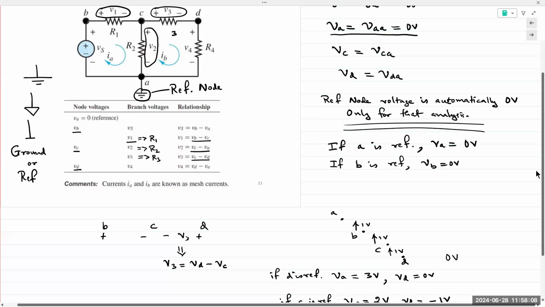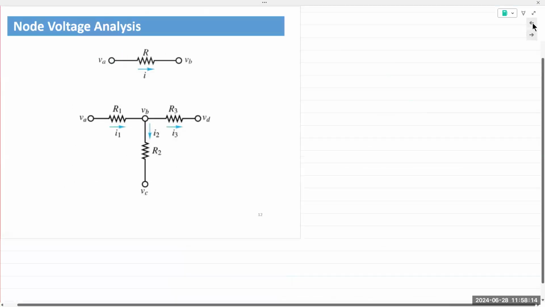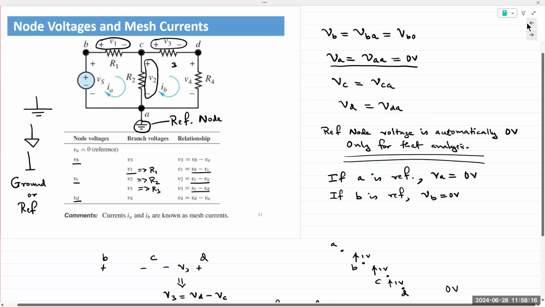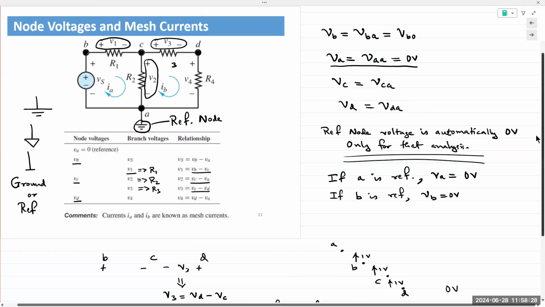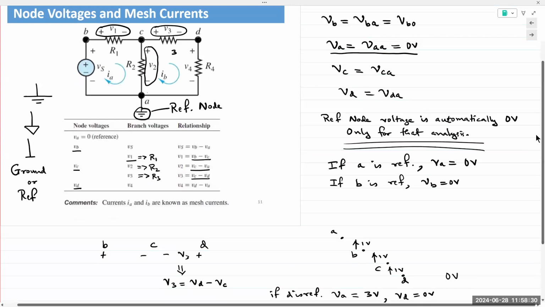All right. Other questions? And again, we'll talk a lot more about node voltage analysis next class. I want to just talk about mesh currents before we close.